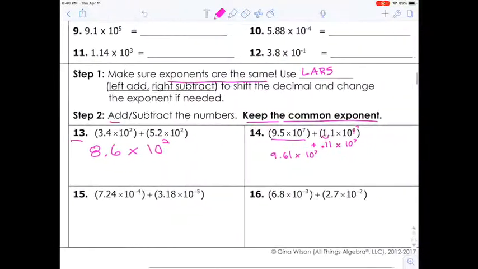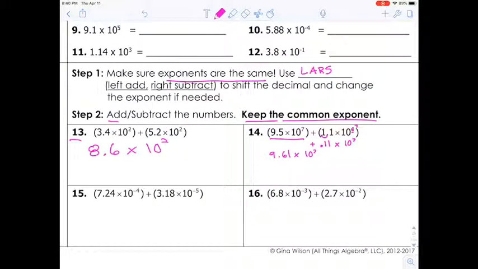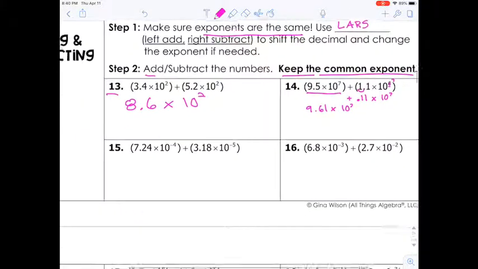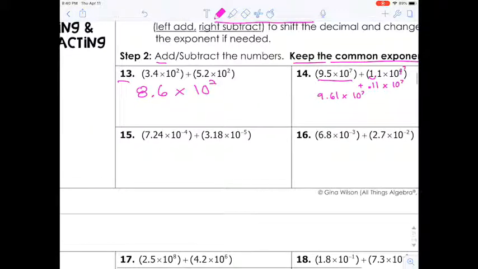And what we did right there was we just made sure the exponents are the same, and then we add or subtract the numbers, and we kept our common exponent. Okay? All right, let's do just a couple more on this page, okay? So let's look at 15.